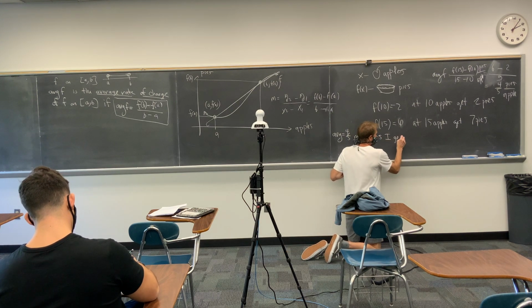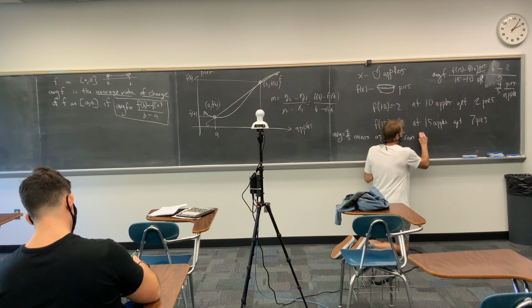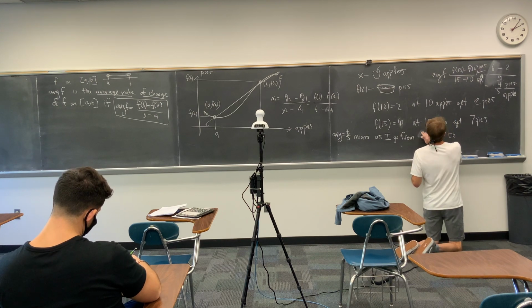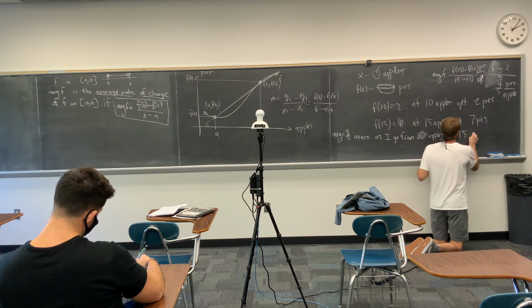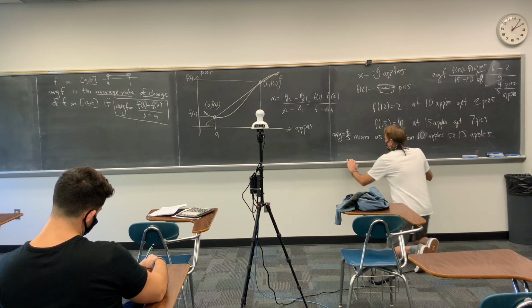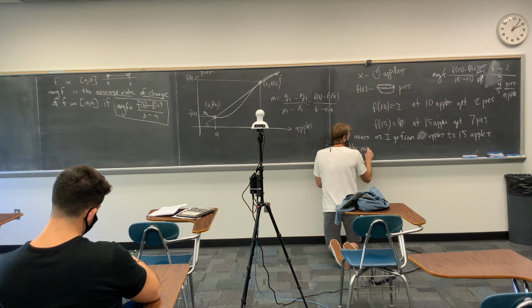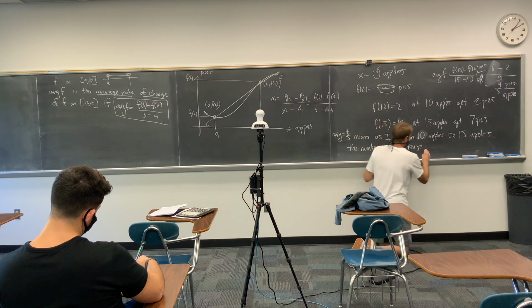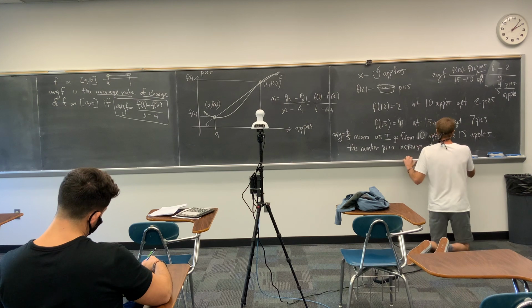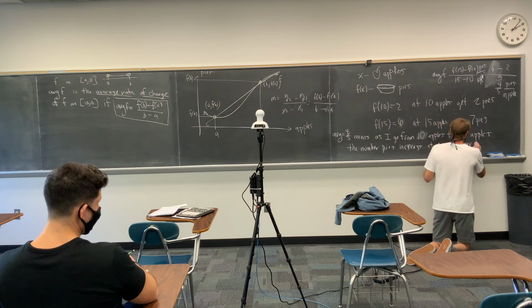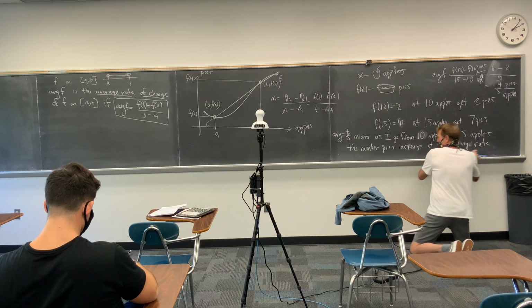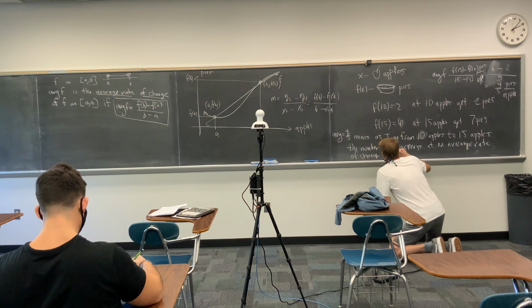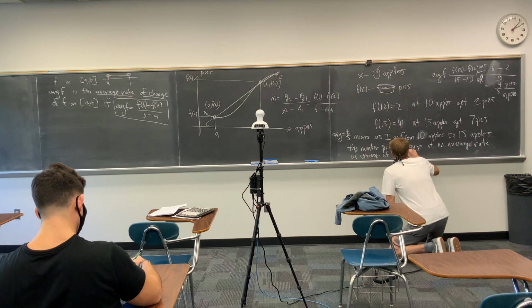as I go from 10 apples to 15 apples, the number of pies increases at an average rate of change of 4/5 a pie per apple.